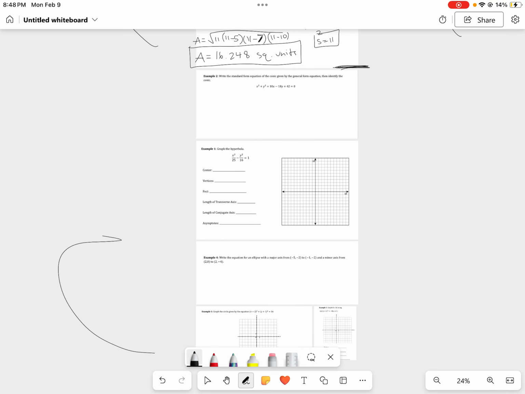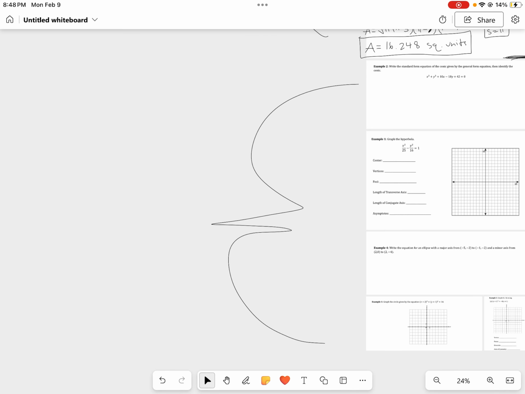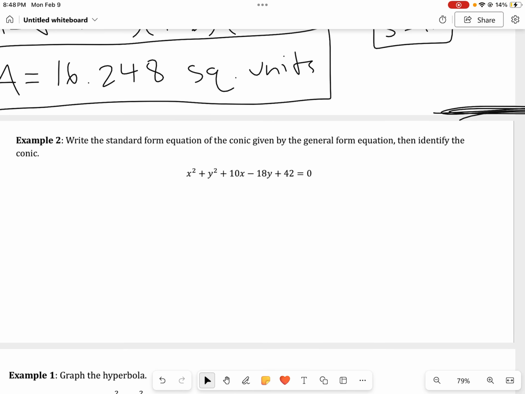And then we go here. These ones are going to be, obviously, the second part, safe to say, of the unit, which is conic sections. So I'll just write conics, something like that. Okay, so let's go back here. So it's asking us to write the standard form of the conic given by the general form equation, then identify the conic.